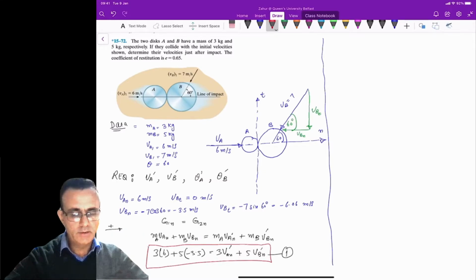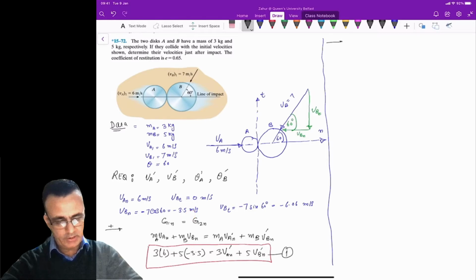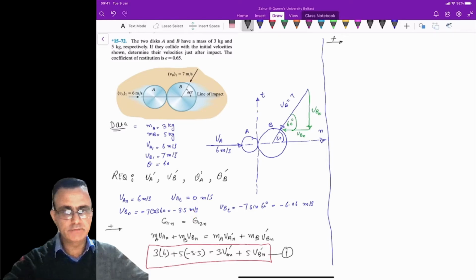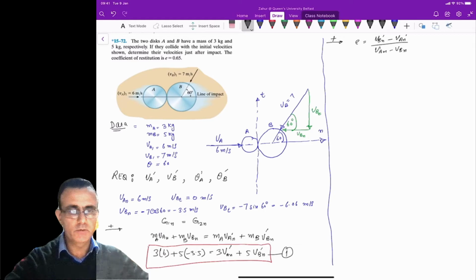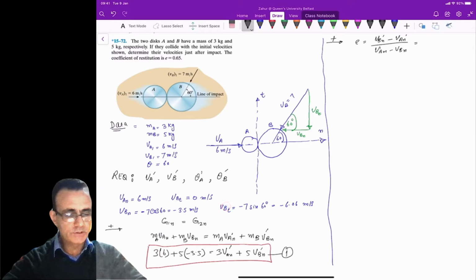Now, as we know, the second equation that we can get here is from the coefficient of restitution. And again, we will take this as our positive direction. So e is equal to (VBn' minus VAn') divided by (VAn minus VBn). This is the equation of the coefficient of restitution. So we can put in the values here.